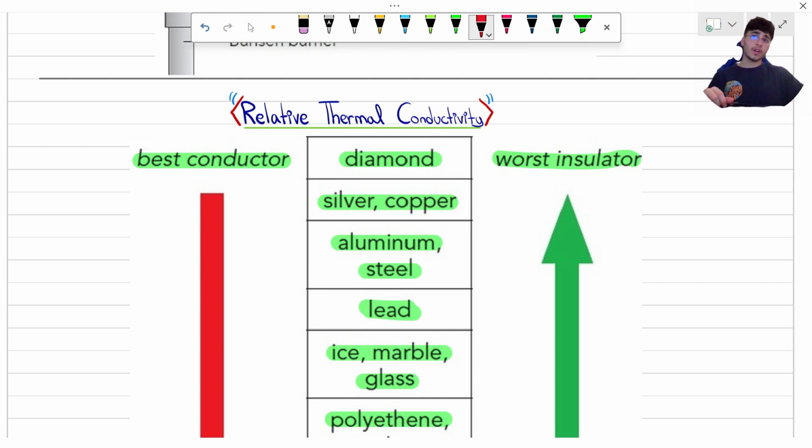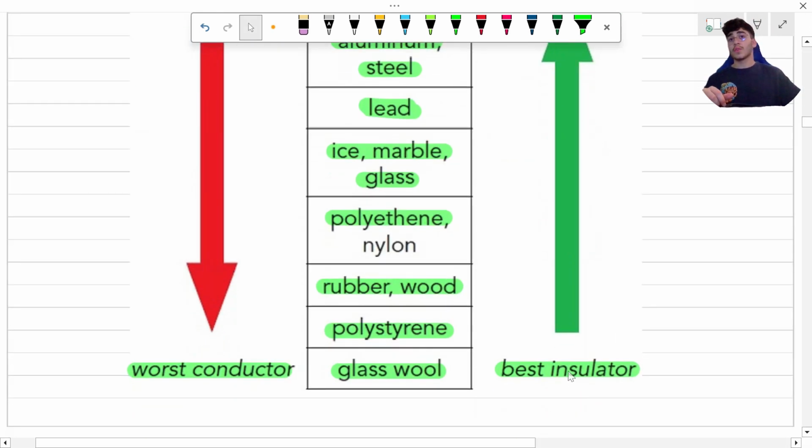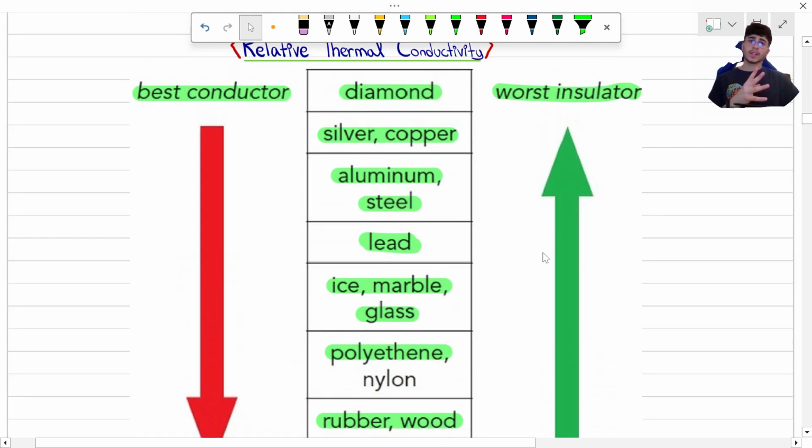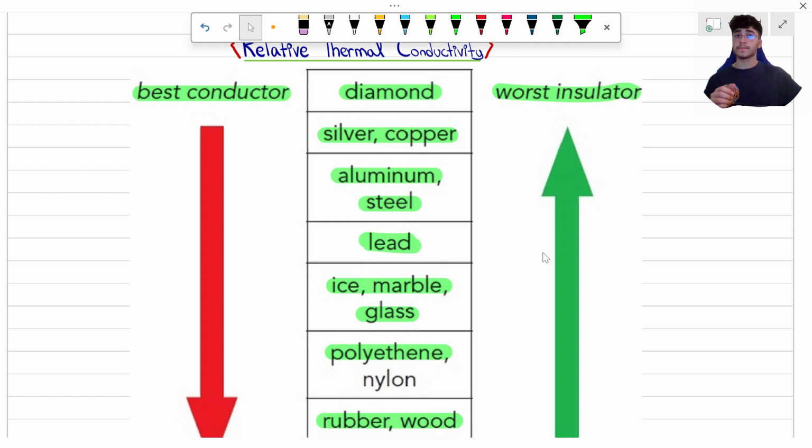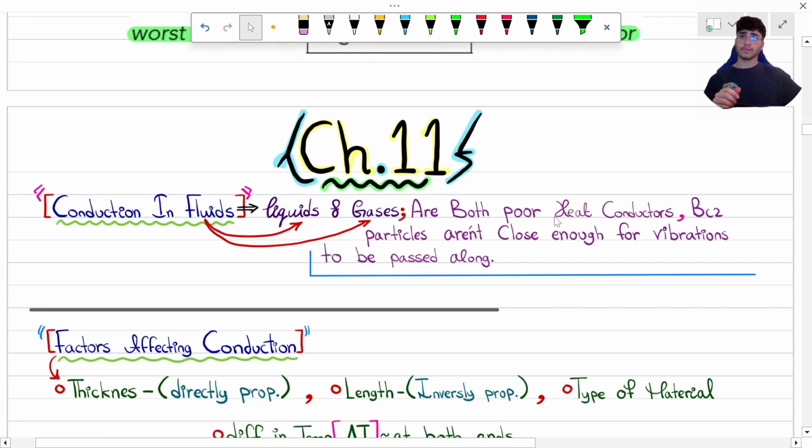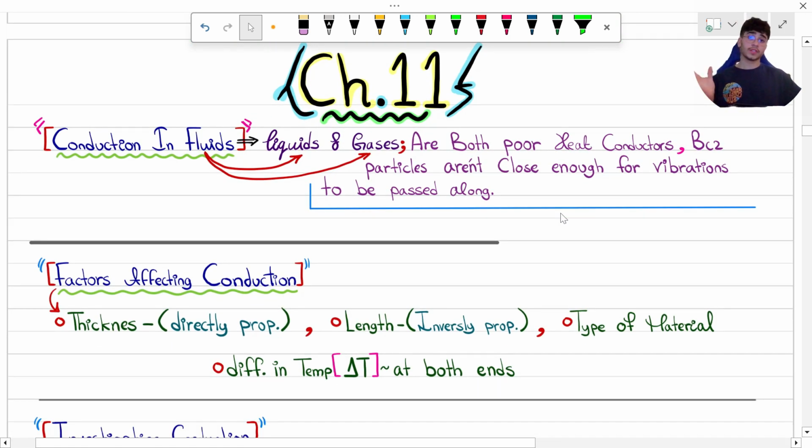So the best conductors are diamond, silver, copper, aluminum, steel, lead. The worst conductors, which are the best insulators, are glass, wool, rubber, wood, and ice. Marble and glass are somewhere in between. They're not really good conductors, nor are they really bad insulators. That was conduction in solids.